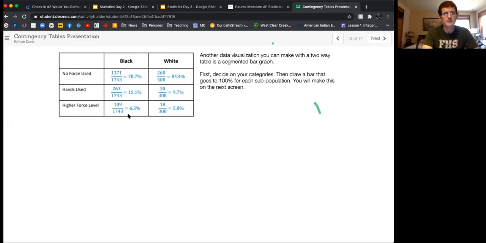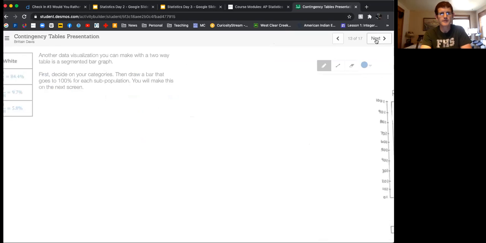the black conditional distribution. 78.7% had no force used, 15.1% had hands used, 6.3% had higher force. And make sure you're not annotating right now. I'm going to clear your stuff. But on the next page, I'm going to break those down. So help me remember those percentages: 78.7, 15.1, 6.3.